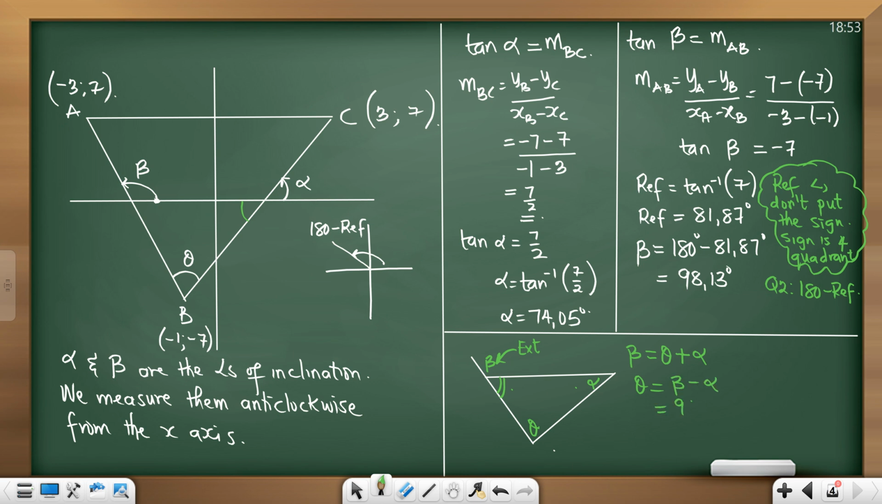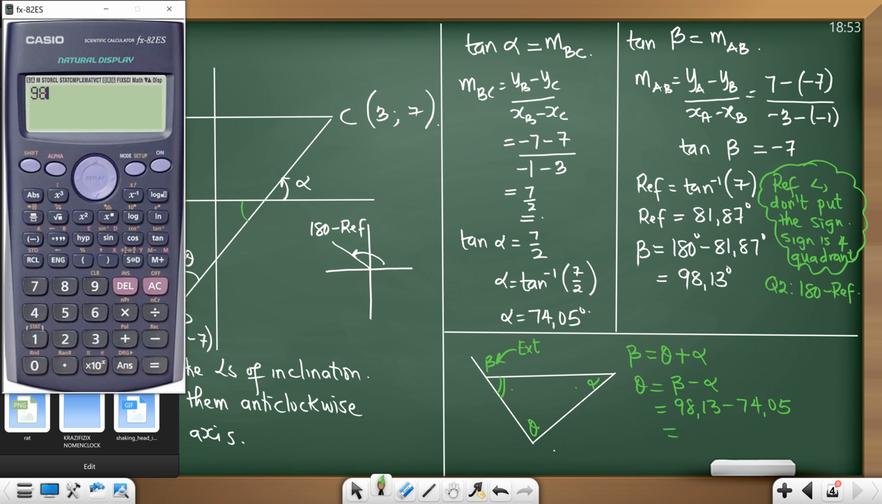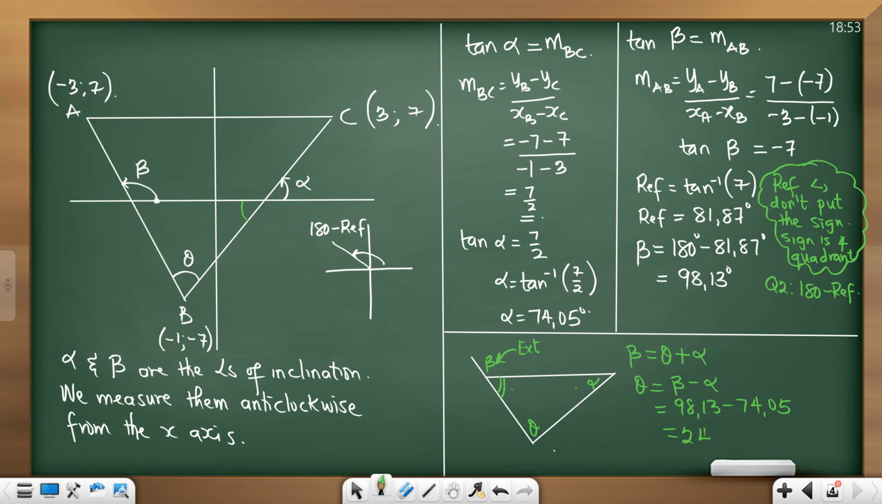What is my beta? 98,13 minus 74,05. And that will give me my answer there. And I am done. Let me know if that makes sense. You can just do sum of angles in a triangle, but it's just longer. All right. 24,08 degrees.